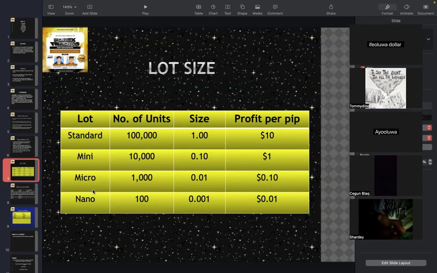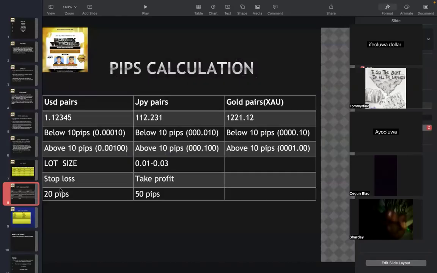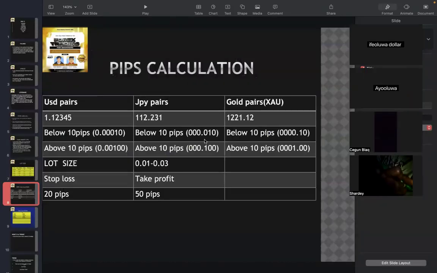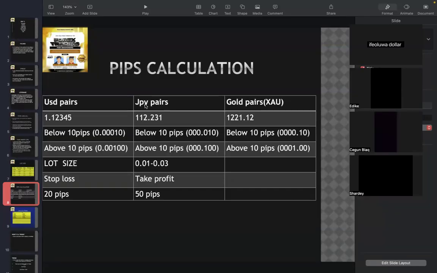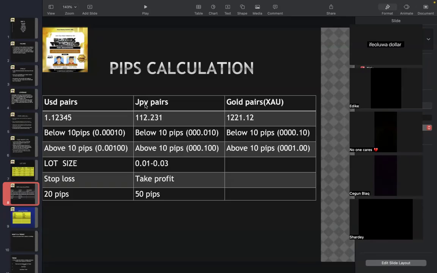Unless I forgot, the nano I mentioned the other time, this is it. You can see it's different. It's everything compared to the amount of money you have in your account. Pip calculation is different for every pair. If you remember, this is USD, this is JPY, and this is gold. All the pairs have different calculations if you want to calculate their pips.